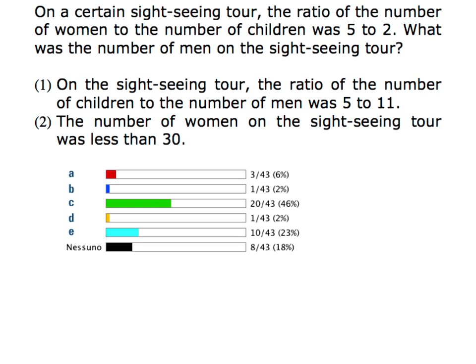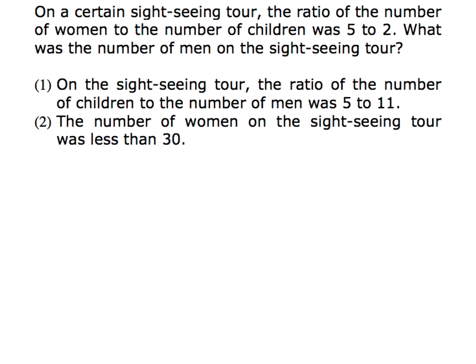Okay, so notice that there are several responses of C and several of E. If you are in the non-response group here, again, make sure that you pick something. Always pick a thing, unless of course you can't see the question. But okay, so let's talk about it. On a certain sightseeing tour, the ratio of the number of women to the number of children was 5 to 2. What was the number of men on the sightseeing tour?